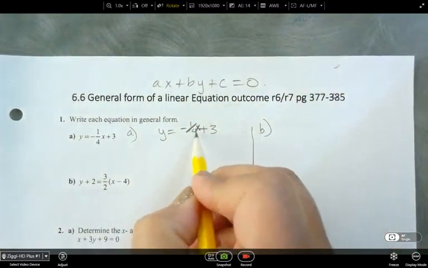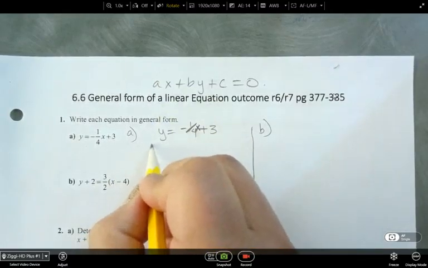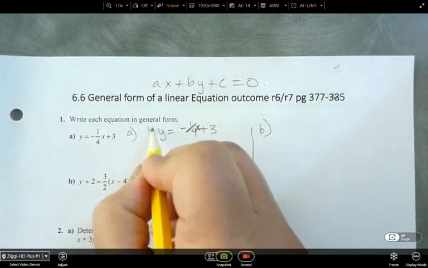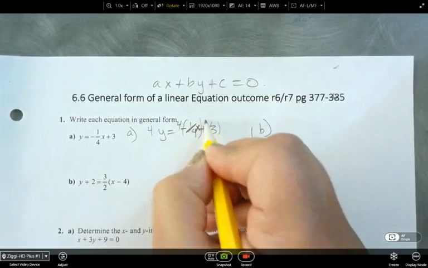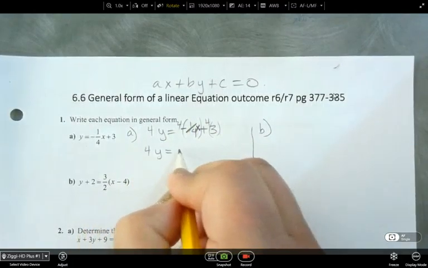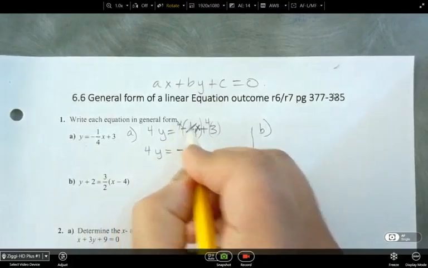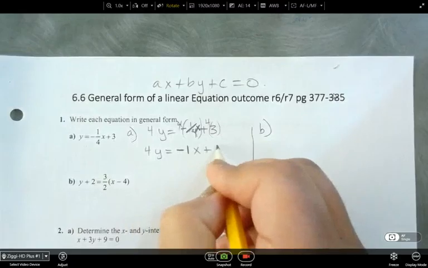Okay. Now I have a 4 in the denominator here, right, for the slope. So what I'm going to do is I'm going to multiply everything by 4. So I'm going to multiply this by 4, this term by 4, and then this term by 4. So I end up with 4y equals negative, now these 4's reduce to a 1, so negative 1x plus 12.